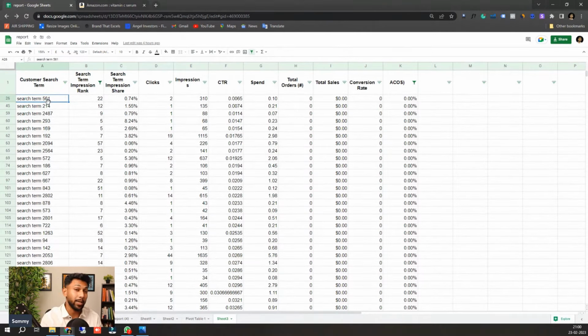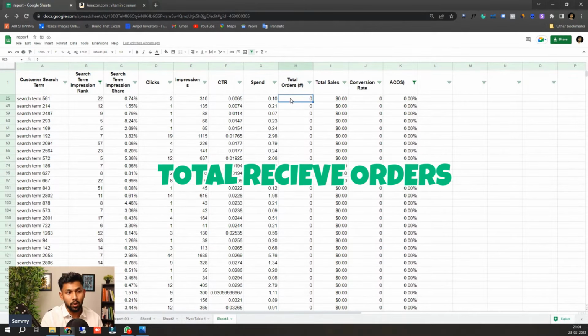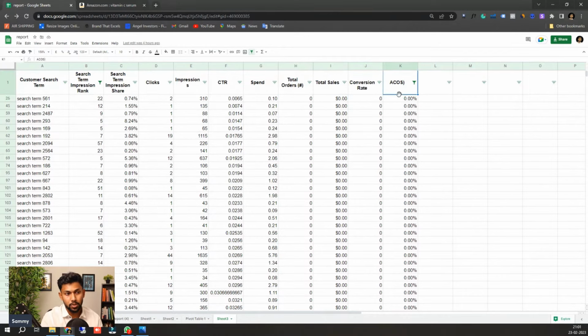If you're taking the second most impressions, your search impression rank will be second. That way, Amazon decides the impression rank of that particular search term based on how much impression share you are getting out of the total advertisers advertising for that keyword. It also gives you how many clicks you have got for that search term, the impressions, the CTR, the spend, total orders, total sales, conversion rate, and cost.